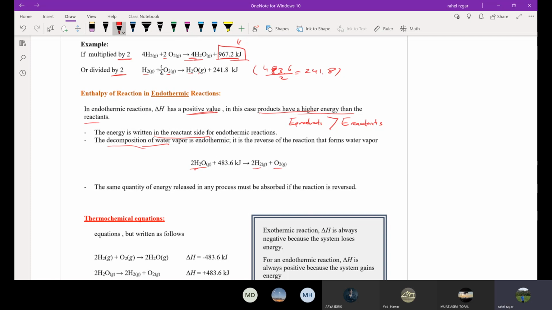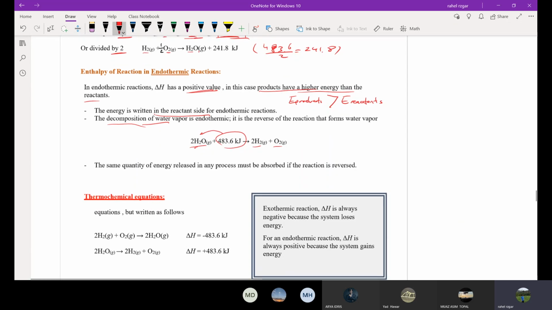If formation is exothermic, so this amount of energy is again needed to decompose it again. That's why the energy must be absorbed and it must be written in the reactant side. So this H2O must absorb this amount of energy to become hydrogen and oxygen again.